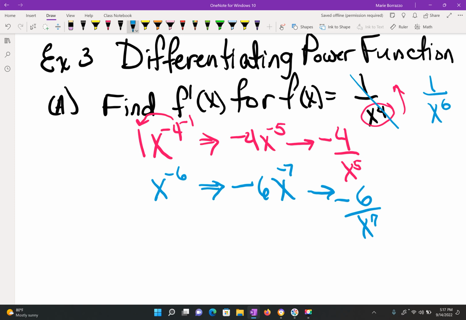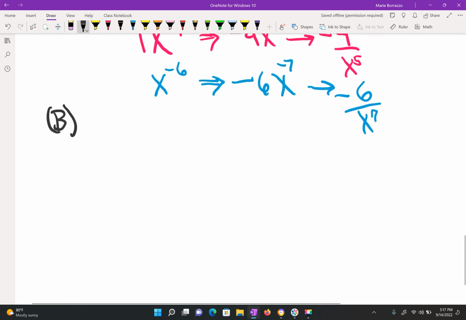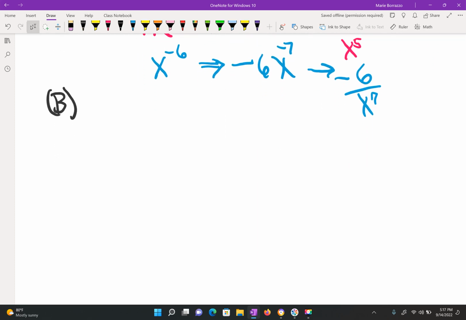Want another? Or are you good? Move on? Yeah, okay. Example B. I'm trying to get you familiar with the notation and the different ways that they're going to ask you the questions so you don't get freaked out.